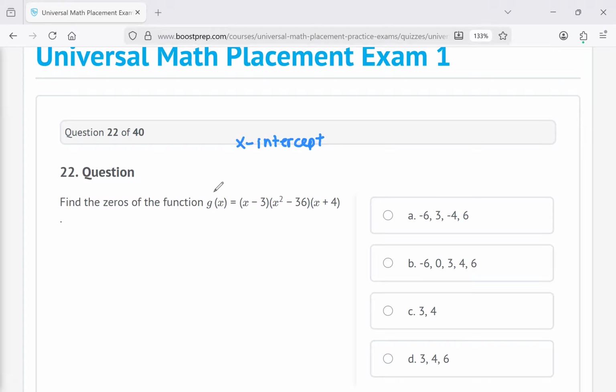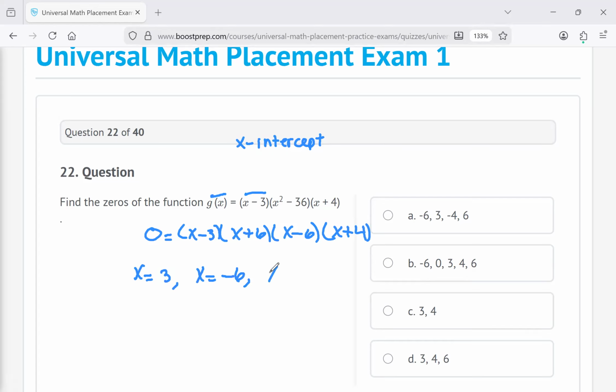So what you could go ahead and do is set y to 0 and then try to factor this even more if you can. x minus 3 can't be factored, so just write that out. x squared minus 36, yes, that can be factored. That is a perfect square, and that factors out as x plus 6 times x minus 6. This x plus 4 can't be factored, and then solve for x. So as you can see, x is 3, x is going to be negative 6, x is going to be positive 6, and x equals negative 4.